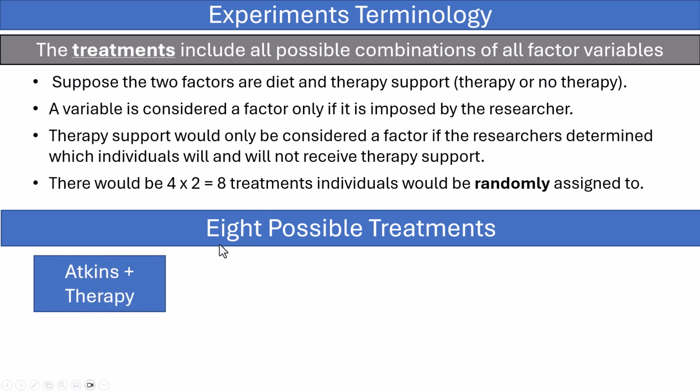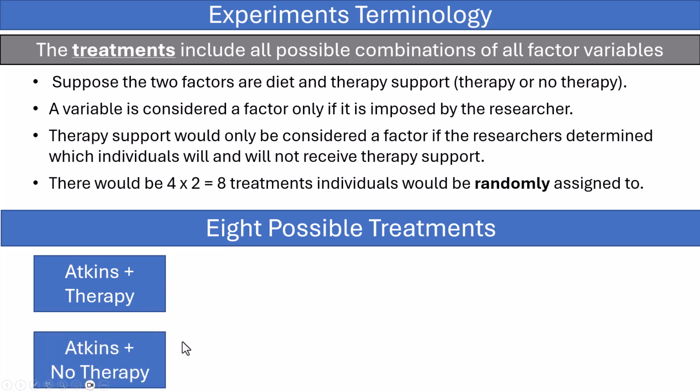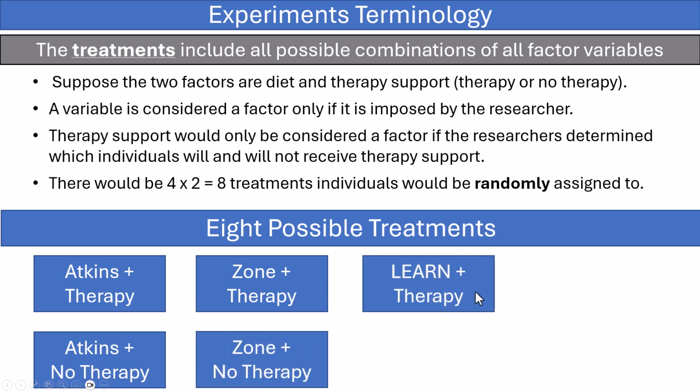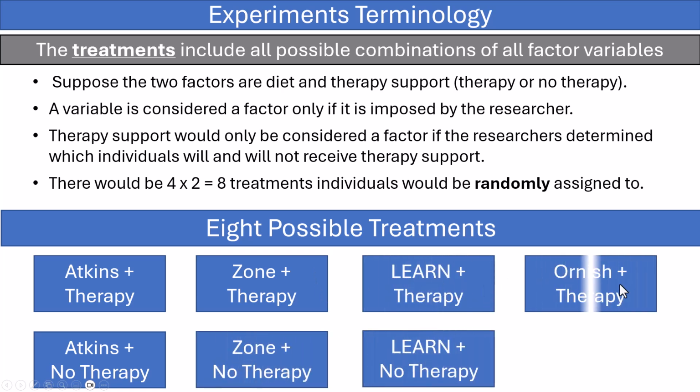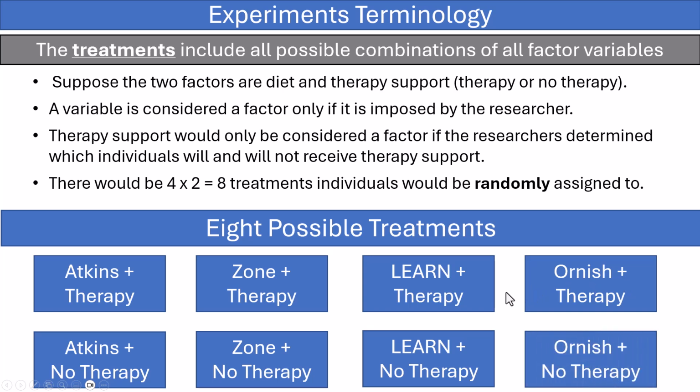So we could basically have each diet either with therapy or without. So we have Atkins with therapy, Atkins without, Zone with therapy, Zone without. We have the Learn with therapy, the Learn without, and then we have Ornish with therapy or Ornish without. So we would look at the results from our experiment and from there be able to tell potentially which of those categories is giving the best result in terms of weight loss.